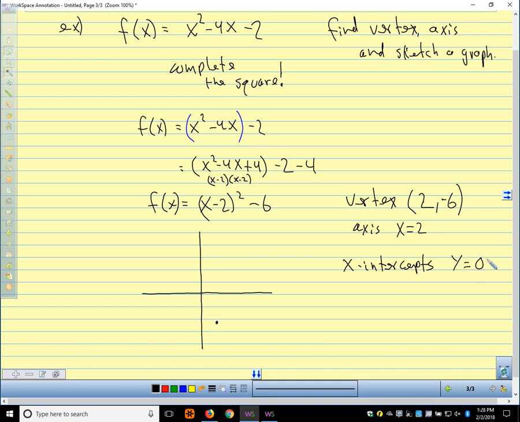Yeah, you could find a y-intercept also. You were thinking y-intercept, okay? You just knew that an intercept meant something equals 0. Yeah. Right.